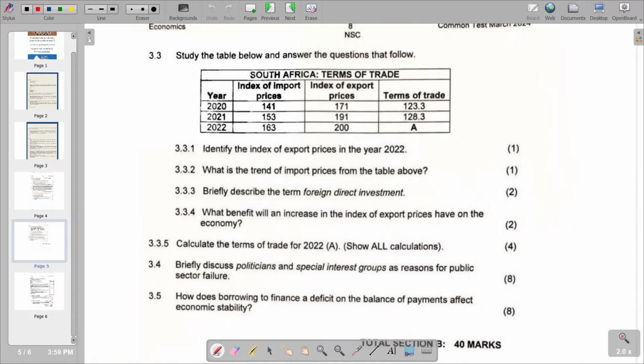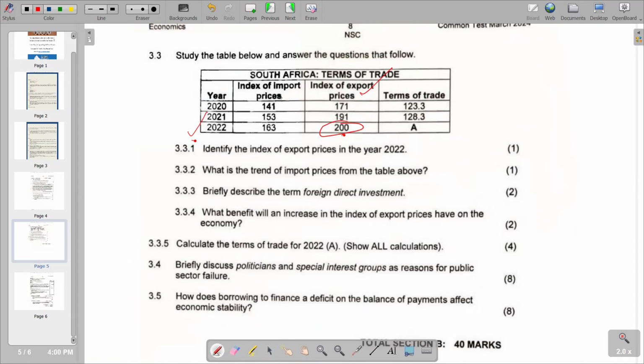From year 2020 to year 2022, the first question says identify the index of export prices in the year 2022. Index of export prices is in this column, and year 22 is here, and we have 200. That is here, simply as that. So we have got this one, 200. That's our response. Then what is the trend of import prices from the table above?